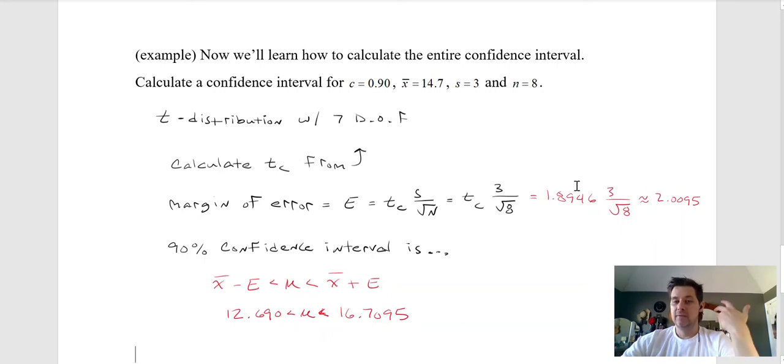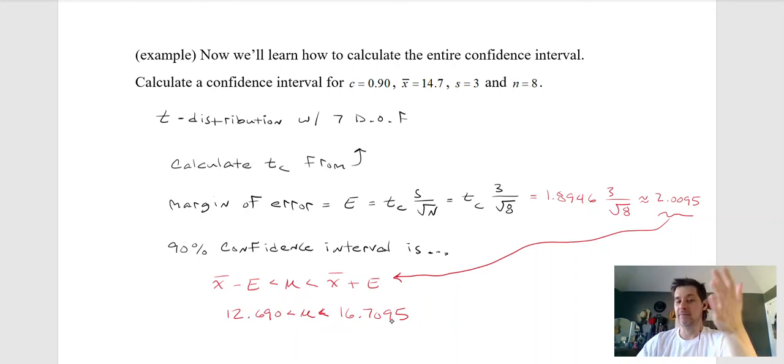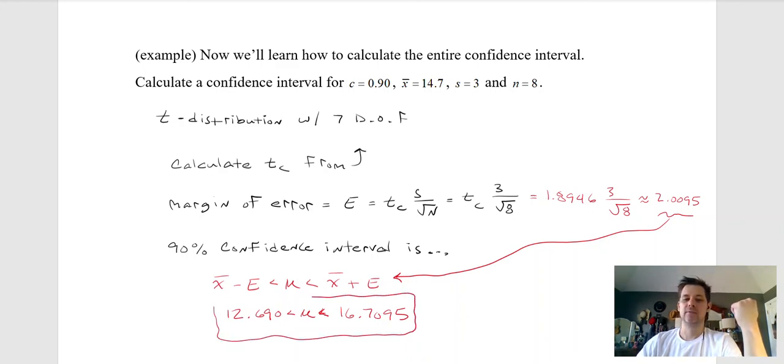I found the critical value. From that, I find the margin of error with this formula right here. From that, I take this number, and that's E, the margin of error. I take the sample mean and subtract it. I get 12.690, and then I add it to the sample mean. I get 16.7095. All right, so my rounding is a little sloppy there, but I'm more concerned that you see the process.